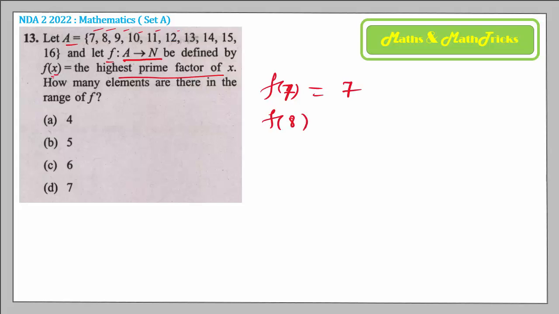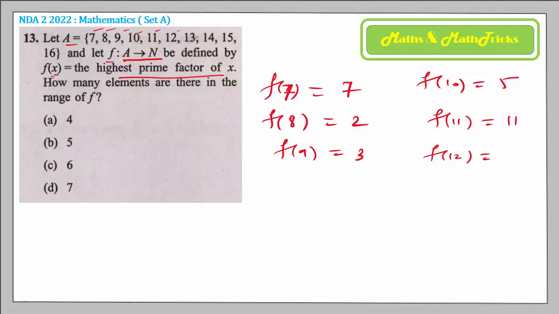What is the highest prime factor of 8? See, factors of 8 are 1, 2, 4, 8. But out of that, the prime factor is 2 itself, which is highest. And then f of 9, similarly 3. Then f of 10, 5 will be the prime factor. f of 11, 11 is prime, so 11 itself. f of 12, you have 3, 4, 6. In that 3 is the highest prime.